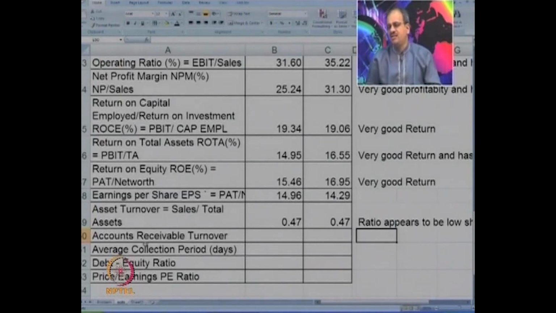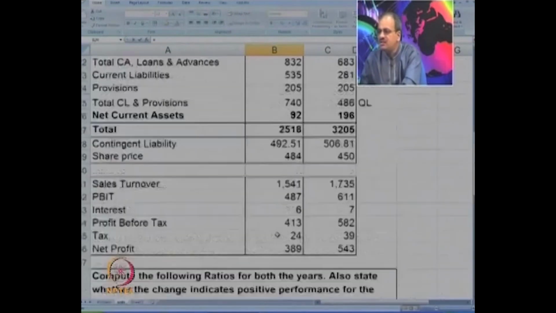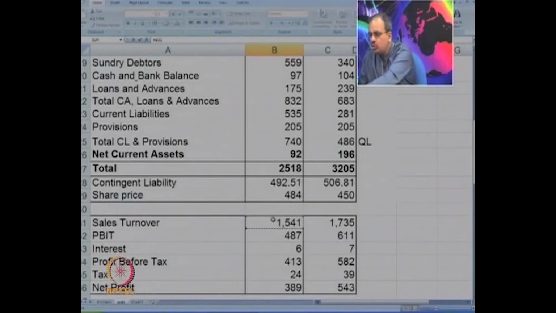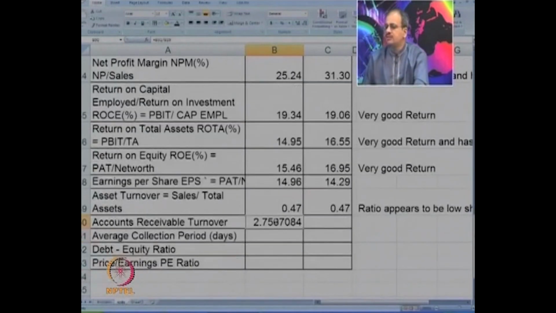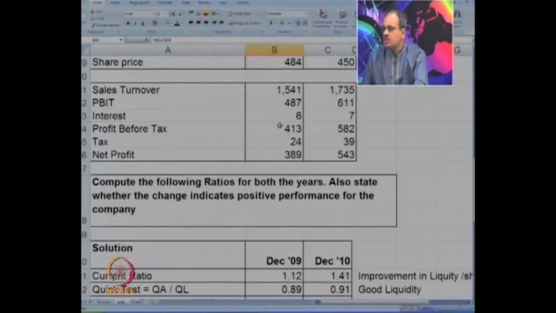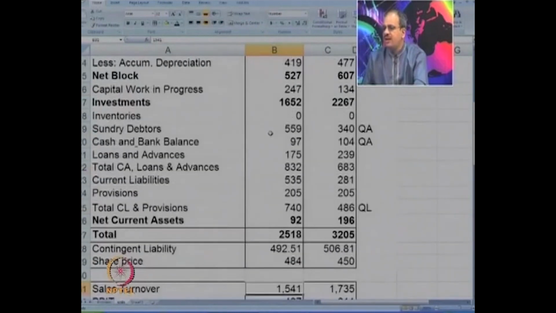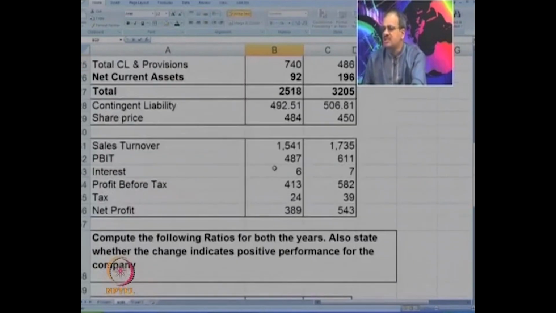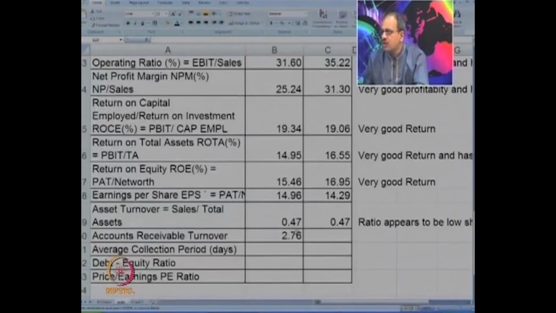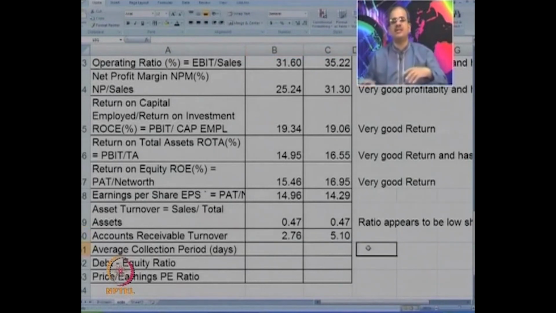Now, look at the accounts receivable turnover. So, here we try to link the sales to receivables or the debtors. So, sales is 1500 and debtors are almost 600. So, now you get the ratio of 2.76. If you see the current year, there is a significant improvement to 5.